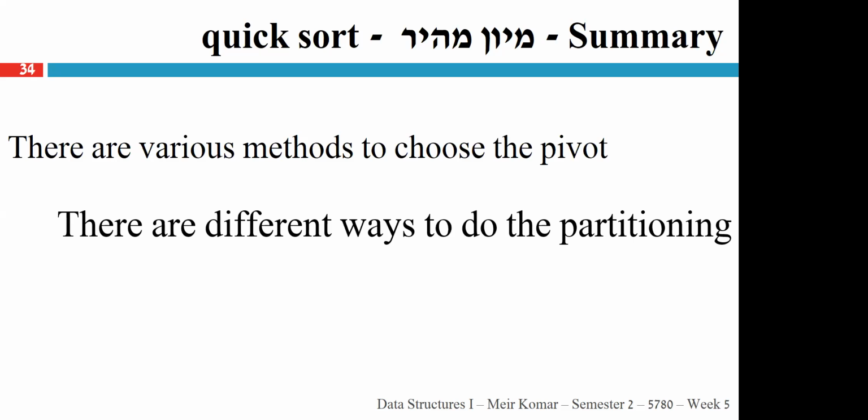And also, there are different ways to do the partitioning. We saw two different ways of doing partitioning. There are a couple more algorithms that do the partitioning: you're given a pivot, and now let's see how we can partition it. You don't have to work with a specific algorithm. That was quicksort.